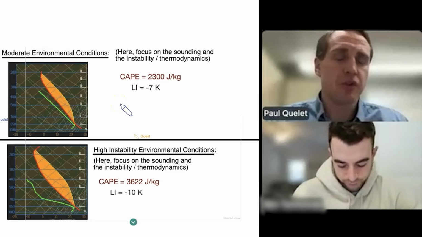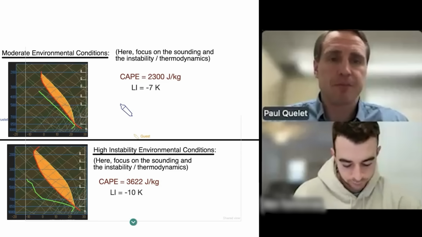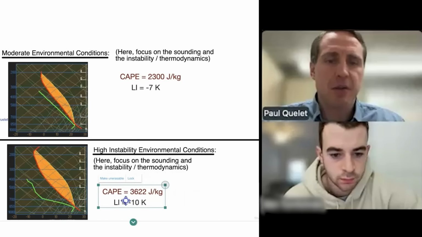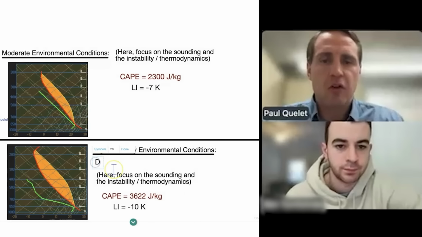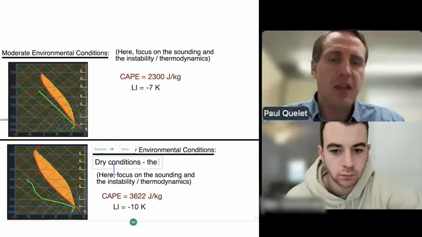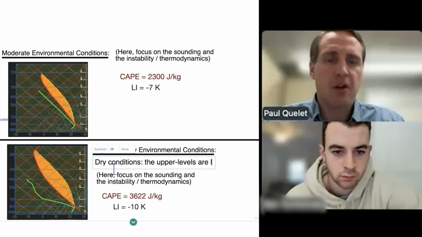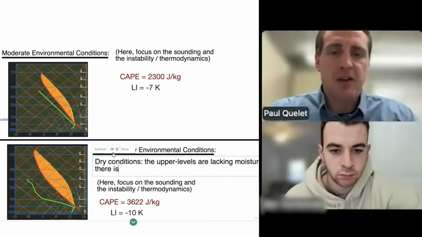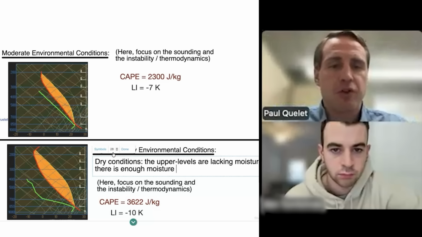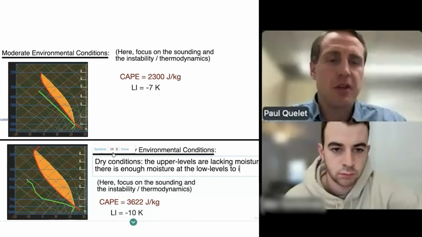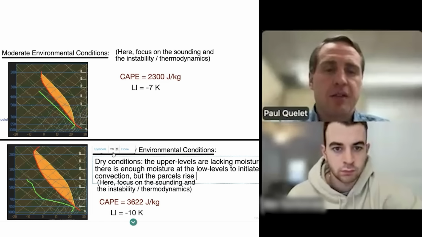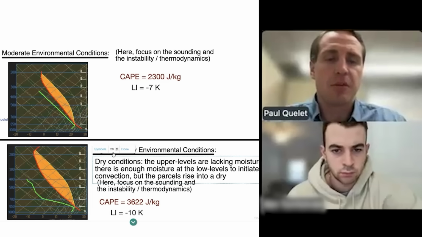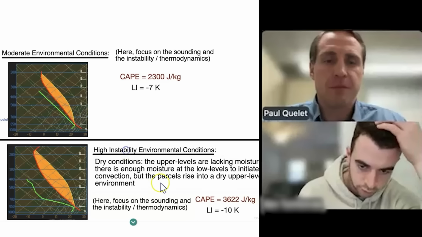So the shear is what changes each row. So it's high instability, but dry conditions. So you could say with dry conditions, the upper levels are lacking moisture. There is enough moisture at the low levels to initiate convection, but the parcels rise into a dry upper level environment. Okay? So something like that.